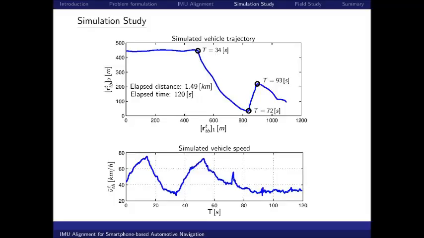First, the presented estimation framework was applied to a simulated vehicle trajectory, constructed to emulate typical vehicle dynamics. Here you see both the horizontal movements of the car and the vehicle speed. IMU and GNSS errors were assumed to be white and normally distributed, while the IMU bias and the smartphone to vehicle orientation were simulated from uniform distributions and were assumed to be constant over the complete trajectory.